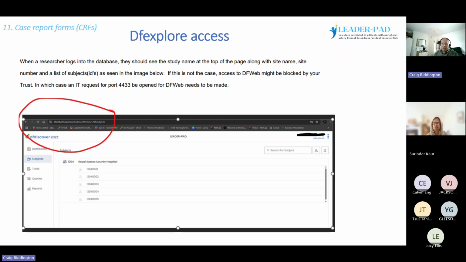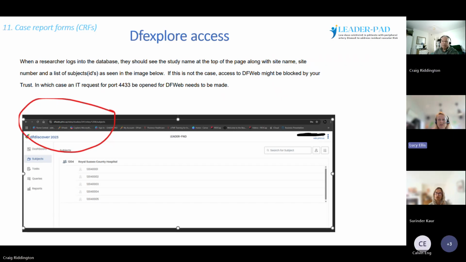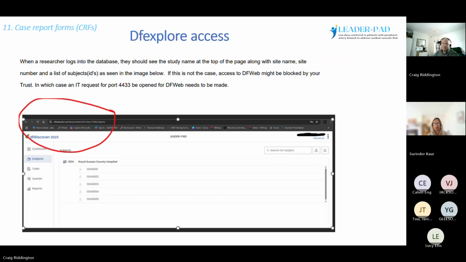So we can provide one staff member access to the test site now to check if the IT blocks have been there for your port, and I suspect that's already been done by yourselves. Yeah, that's already done, Craig. Yeah, thank you. Yeah.